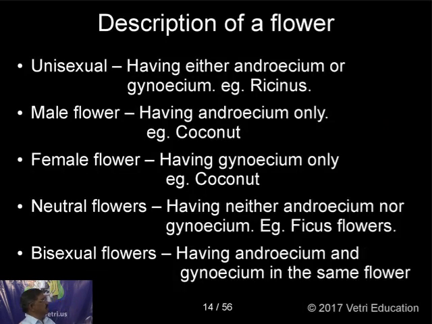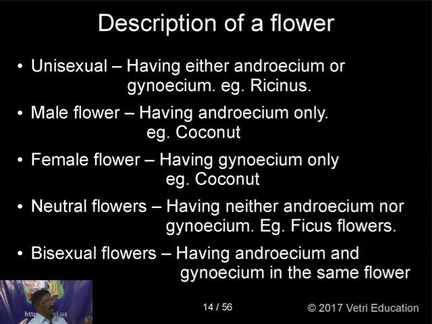Another technical term is unisexual flower. See, having either androecium or gynoecium, not both. If a flower is having either androecium or gynoecium, such flowers are called unisexual flowers. Example, ricinus.